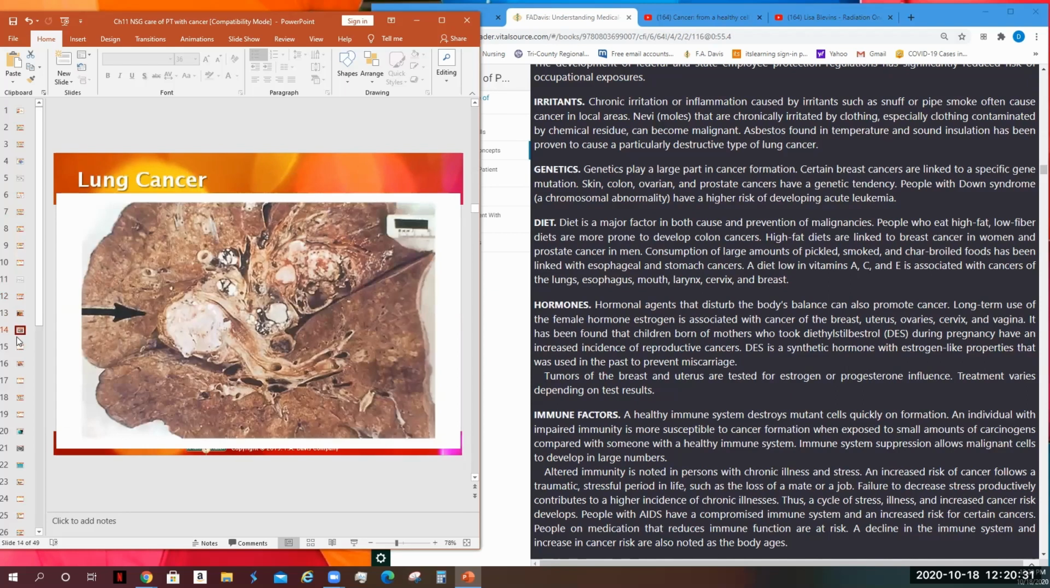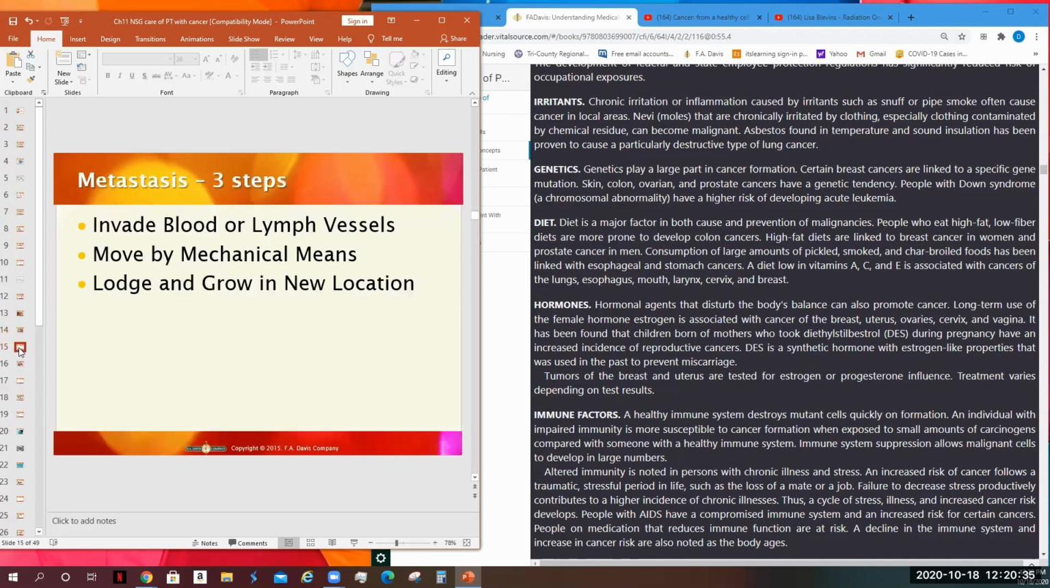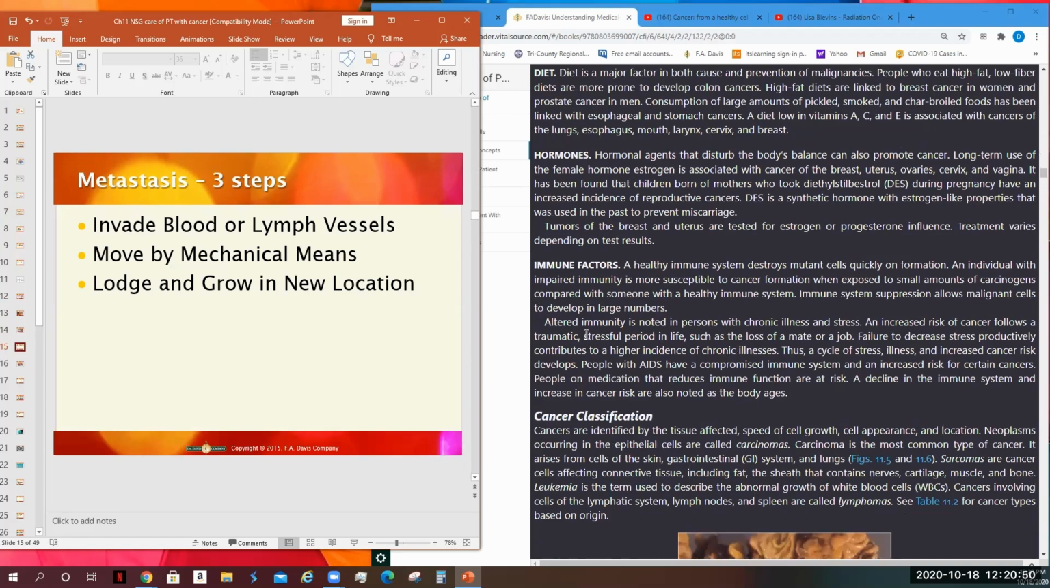Diet is a major factor in both cause and prevention of malignancies. People who eat high fat, low fiber diets, like fast food, are more prone to develop colon cancers. High fat diets are delicious as they are linked to breast cancer in women and prostate cancer in men. Consumption of large amounts of pickled, smoked, and charbroiled foods has been linked with esophageal and stomach cancers. A diet low in vitamins A, C, and E is associated with cancers of the lungs, esophagus, mouth, larynx, cervix, and breast.